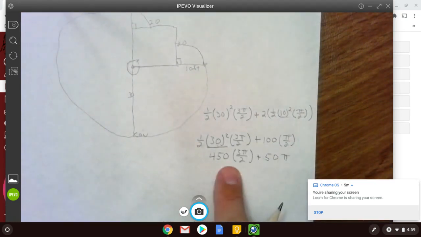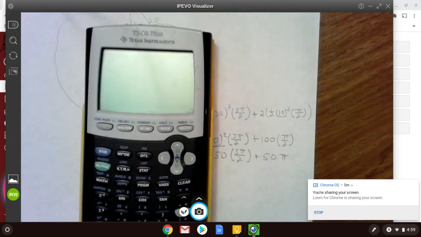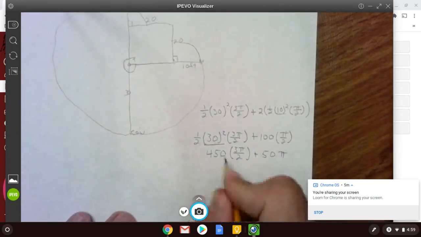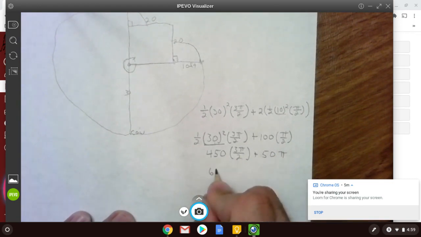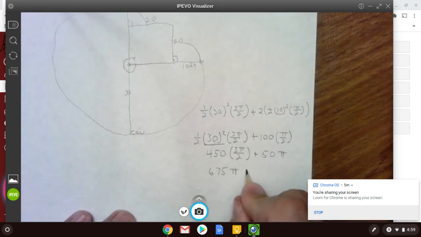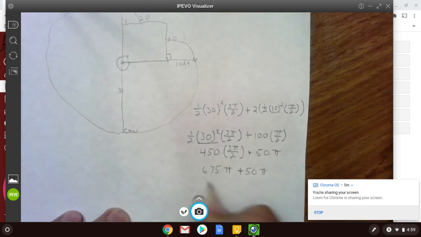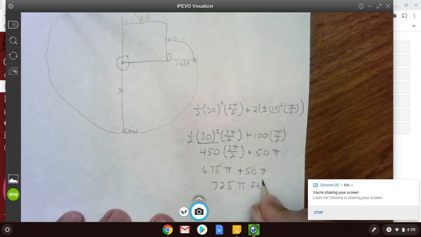Let's see. 450. We can go ahead and multiply the 450 times the 3 over 2. Let's do that. 450 times 3 over 2. That's 675. So 450 times 3 divided by 2 is 675 pi plus 50 pi. And because they're like terms, you can go ahead and add them. That's going to be 725 pi. And then this was in feet. So this would be 725 pi feet squared, or square feet.